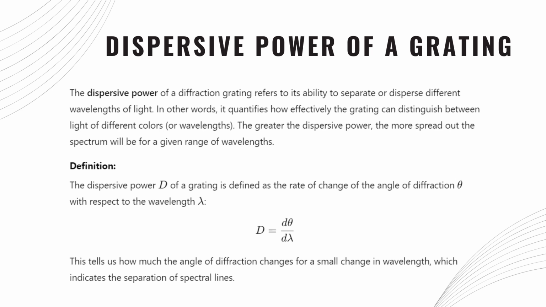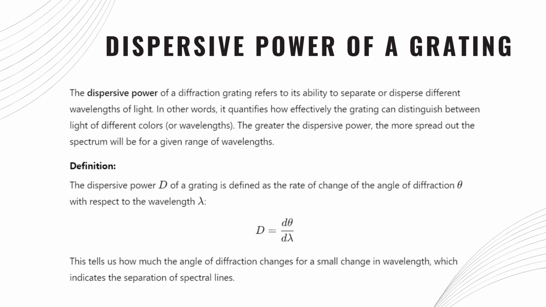The dispersive power of a diffraction grating refers to its ability to separate or disperse different wavelengths of light. In other words, it quantifies how effectively the grating can distinguish between light of different colors or wavelengths. The greater the dispersive power, the more spread out the spectrum will be for a given range of wavelengths. The dispersive power D of a grating is defined as the rate of change of the angle of diffraction theta with respect to the wavelength lambda.